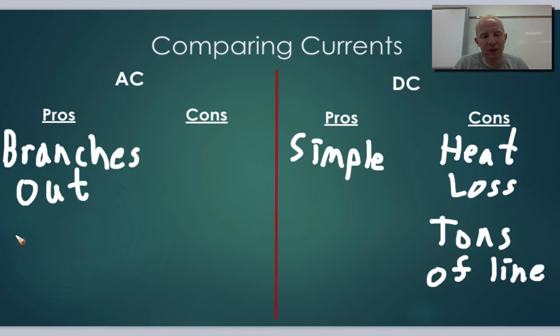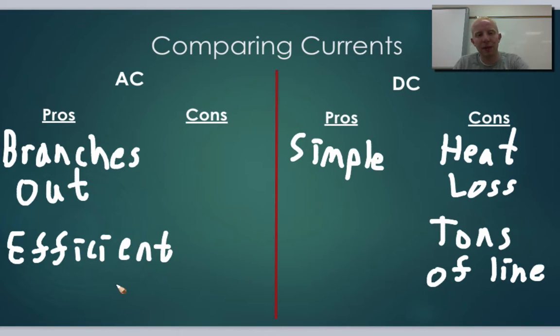Another pro is that it's very efficient for energy transfer compared to DC. Okay, there's still some heat loss, but not nearly as much as there is for DC. So you've probably seen power lines across the canyon and things like that. Those high voltages work really well. They don't lose a whole lot of energy because they're AC power lines.